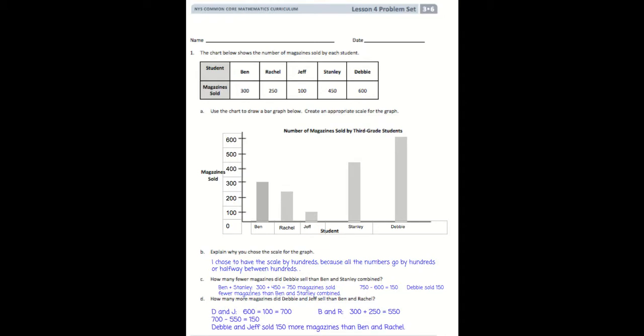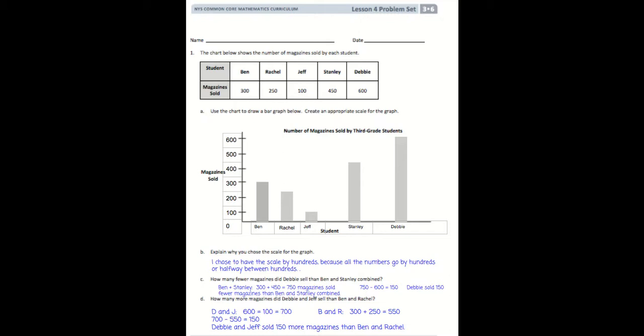And then my next one is how many more magazines did Debbie and Jeff sell than Ben and Rachel? And this one's done very similar to C, except I do have to find Debbie and Jeff's total, and then I have to find Ben and Rachel's total. So D and J means Debbie and Jeff. And it should be 600 plus 100. I have an equal sign there. That's my mistake. 600 plus 100 equals 700.